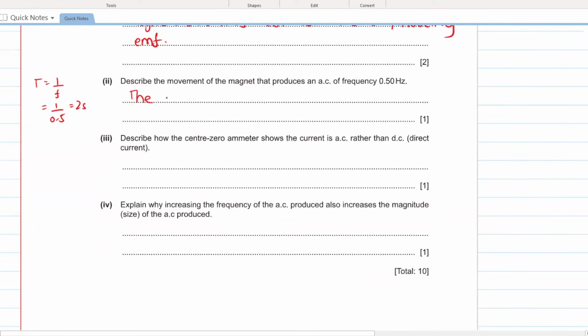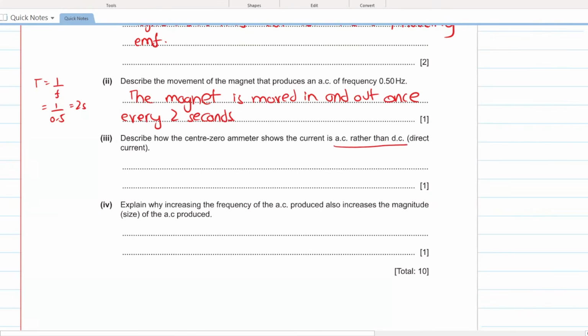The magnet is moved in and out once every 2 seconds. Perfect. Describe how the center 0 ammeter shows the current is AC rather than DC.